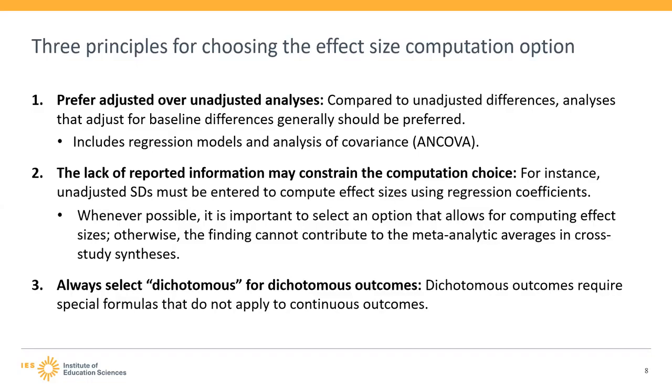in cross-study syntheses. Third, reviewers should always select the dichotomous option for dichotomous outcomes, such as high school dropout or college graduation. Dichotomous outcomes require special formulas that do not apply to continuous outcomes.